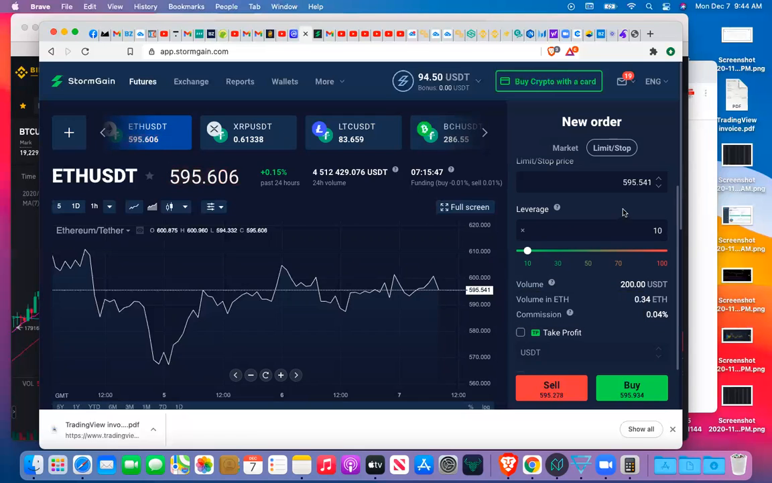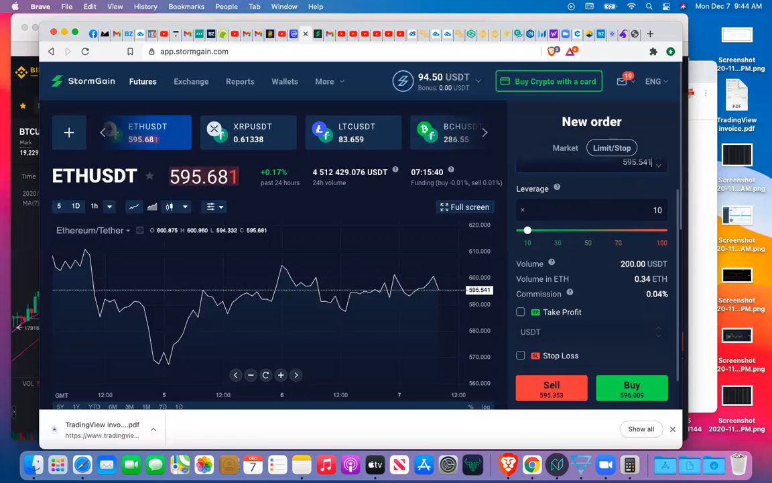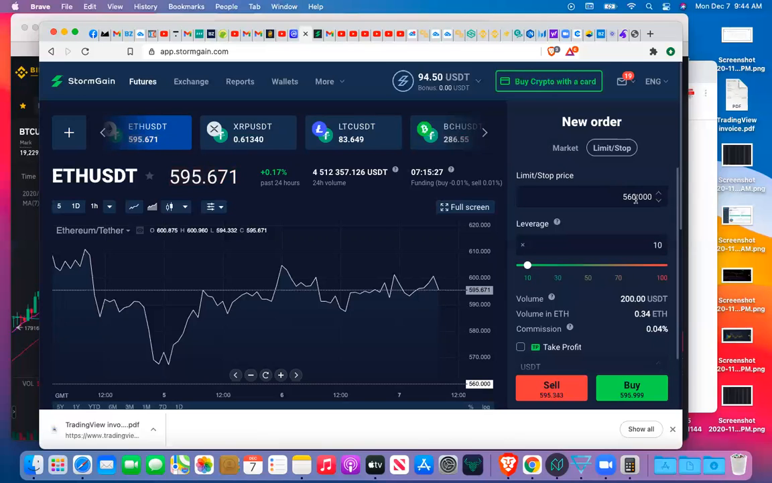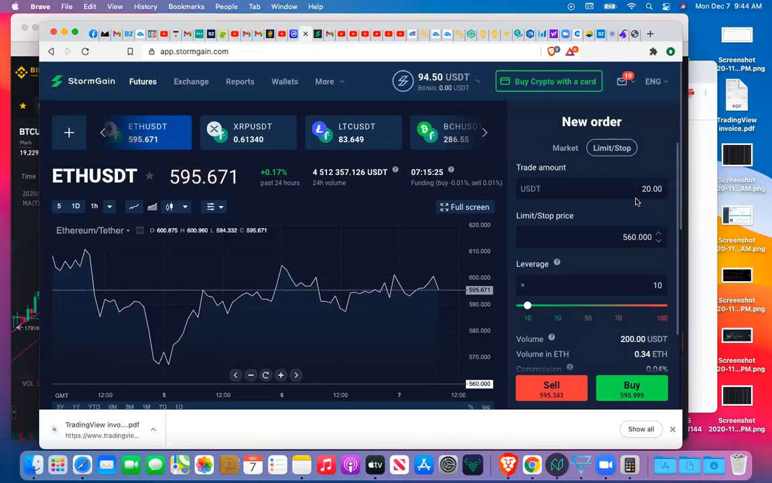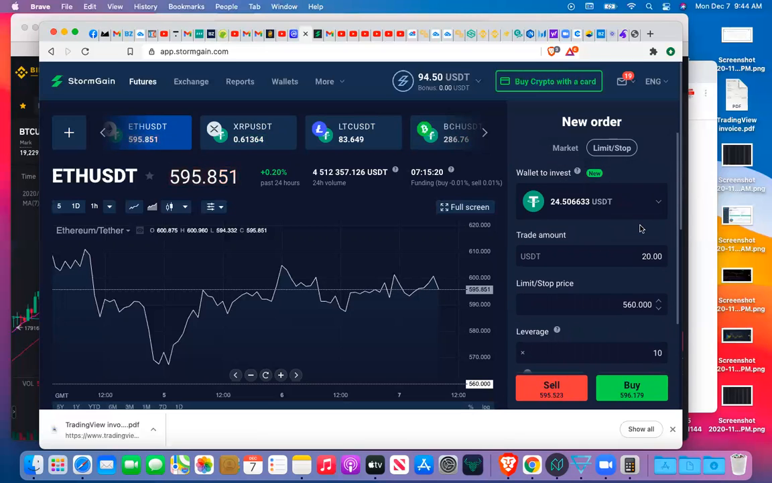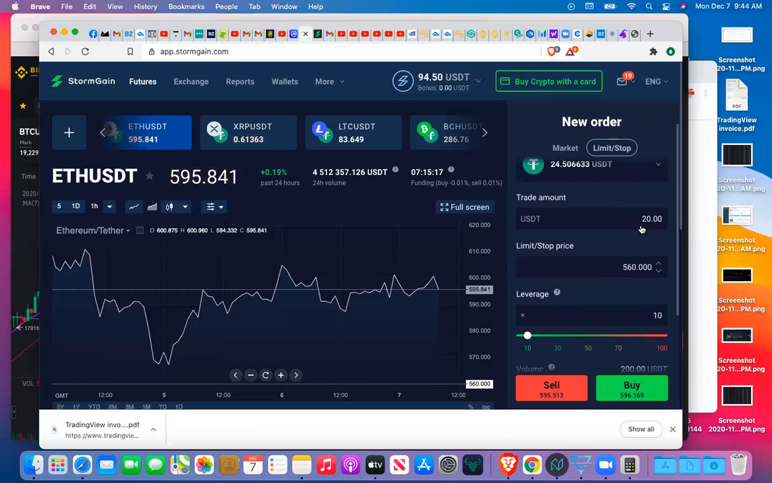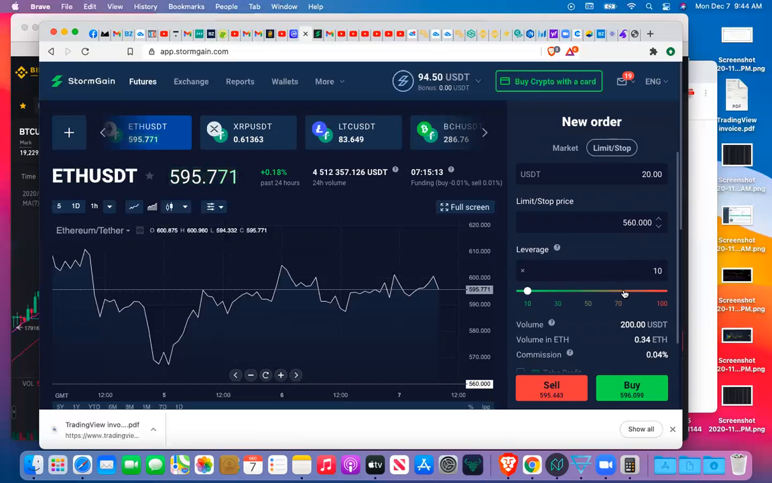So let's say I want to enter this now. It is going to be 0.3 Ethereum, but at how much do I want to enter? So I want to enter at $560. Stop limit. Okay, yeah. So $560 is the rate at which I want to enter the market.